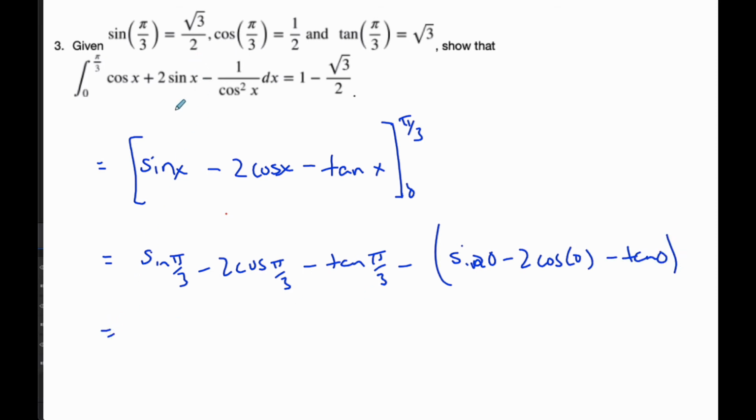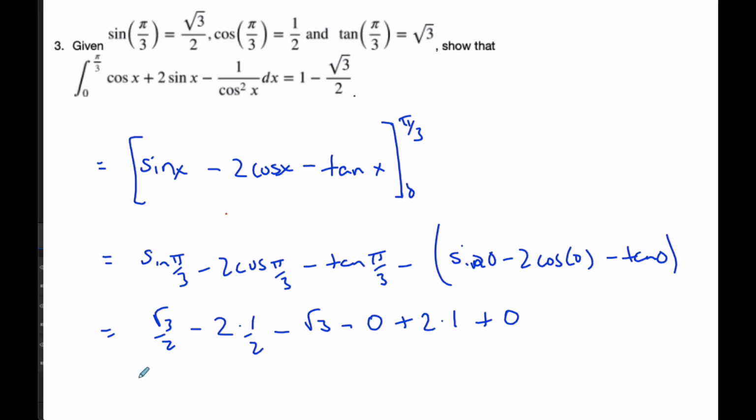And so using this, I know this is square root 3 over 2 minus 2 times a half, minus the square root of 3, minus, well, sine of 0 I know is 0. Careful, it's going to be plus 2 times cosine of 0, which I know is 1. And negative makes a positive, tangent of 0 is 0.